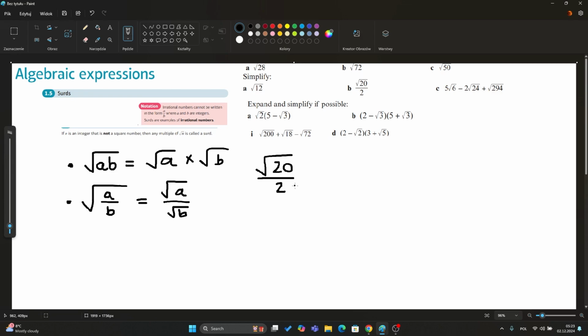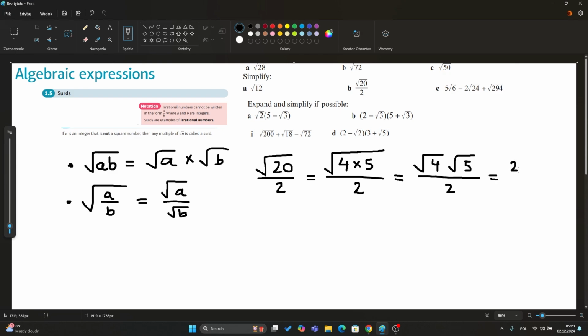Now we have root 20 over 2, which means that the top has to be simplified, and the top can be simplified by using the largest square number, 4, multiplied by 5, over 2, which is the square root of 4 times the square root of 5 over 2. The square root of 4 is 2, and the square root of 5 we cannot simplify further, and here we have 2, so the 2's cancel and give us root 5.